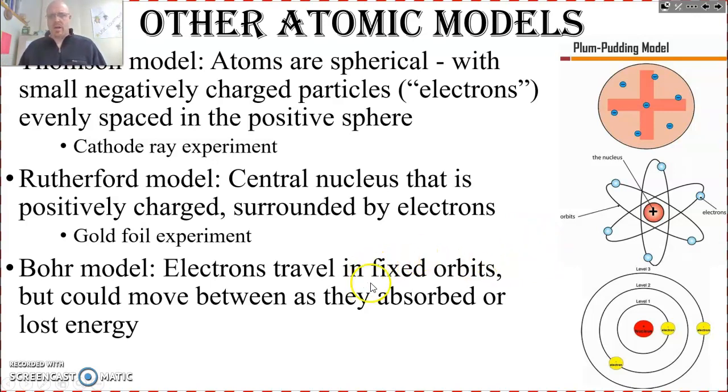The Bohr model came afterwards, and he said, no. It's similar to the Rutherford model, except that electrons travel in fixed orbits. You don't just randomly zing around. But depending on what orbit they were in, it talked about how much energy they lost or had gained. The more energy you have, the farther out on the ring you are, the more powerful you are. When you lose energy, you drop into lower rings.